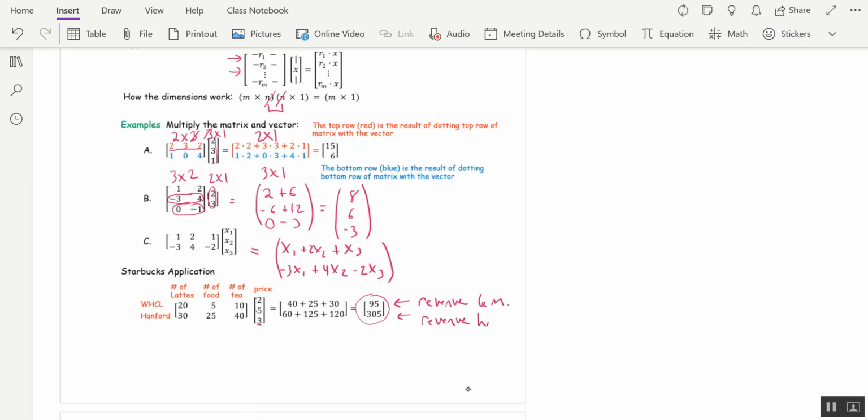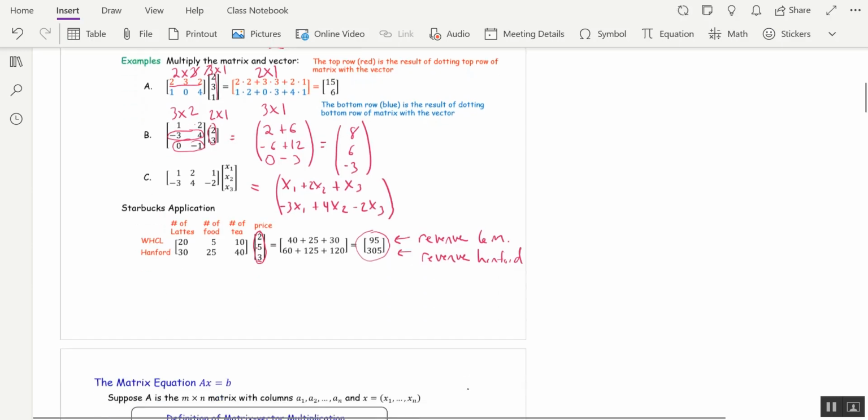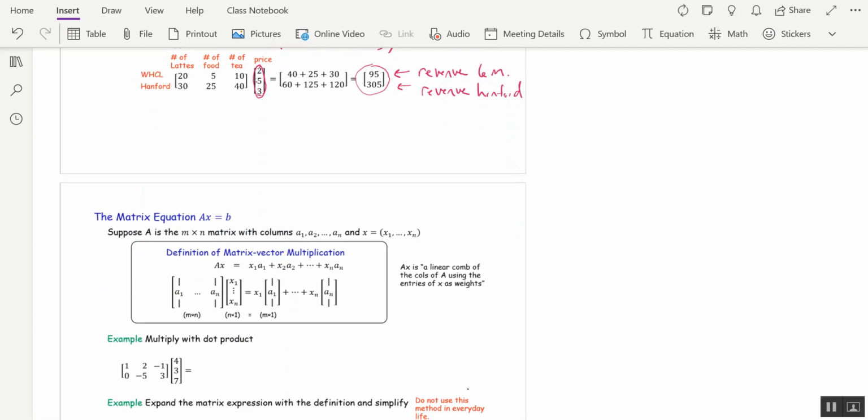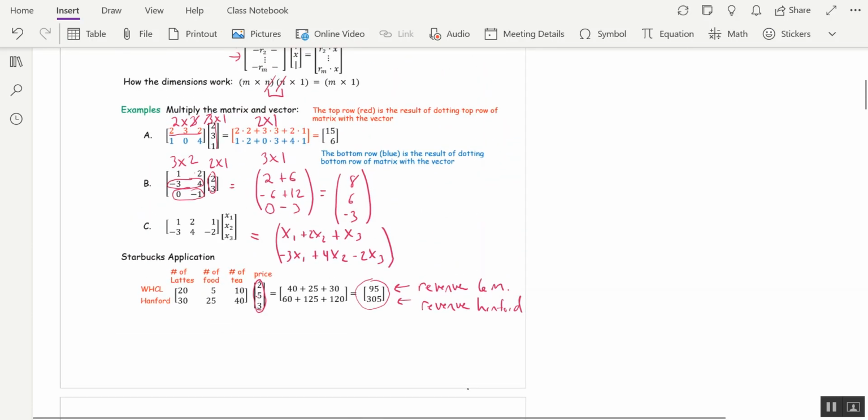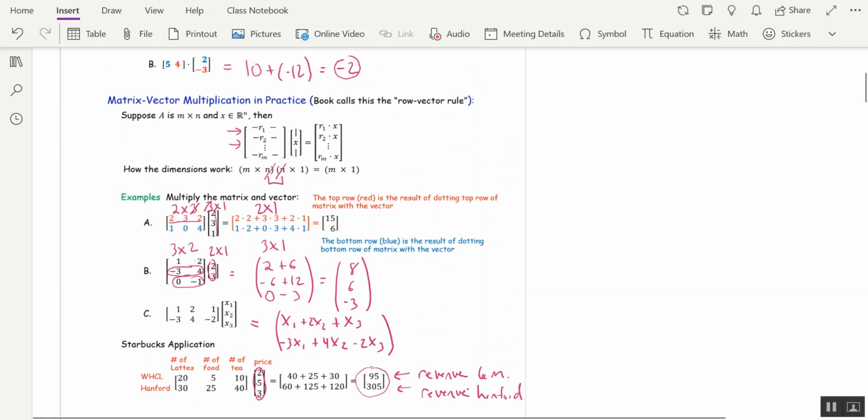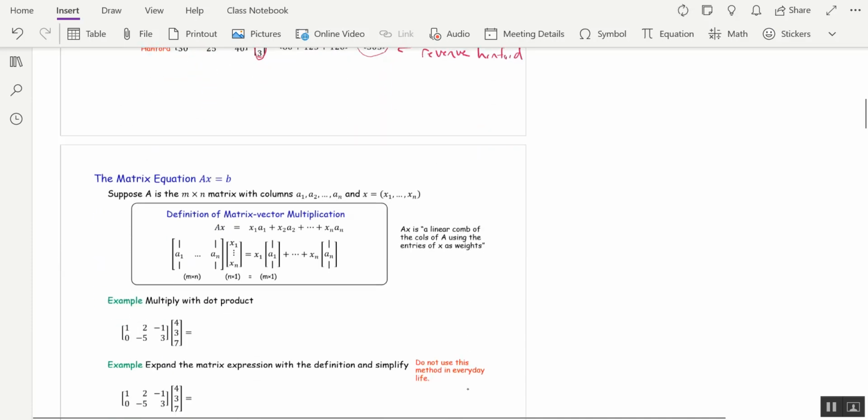Revenue Hanford. And so if the prices were to change, you could just change up the price vector and do that multiplication again. Okay, the matrix equation AX equals B. In practice, the way you're going to do matrix multiplication, matrix times a vector, is exactly how I have it here, doing the dot product. But there is a theory behind it too that we're going to need.